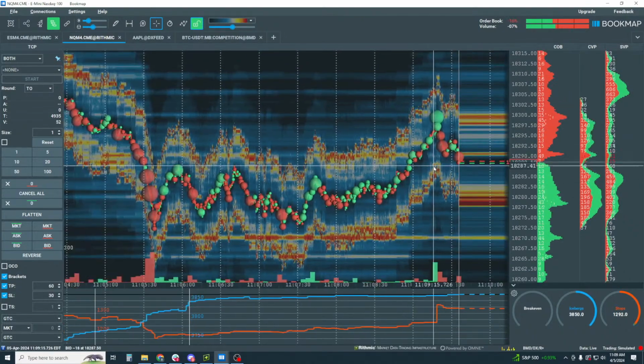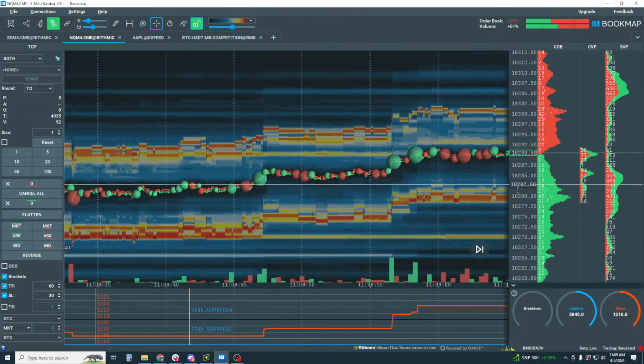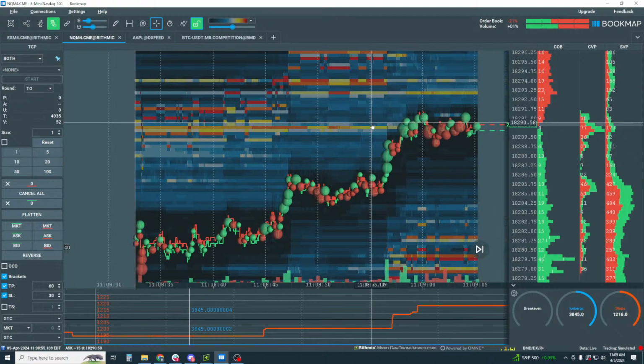Hard to see here with the Nasdaq. Some of the liquidity did get filled in here, it looks like.